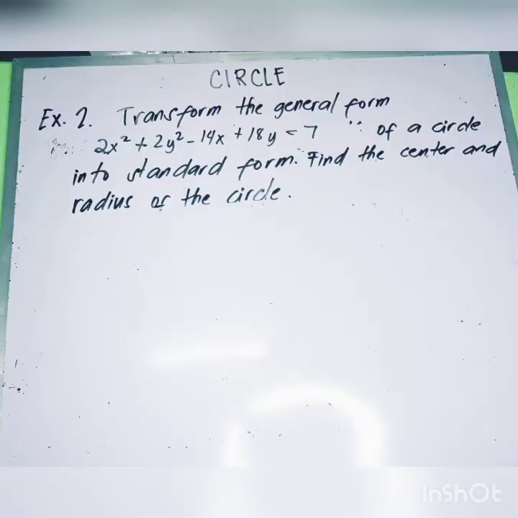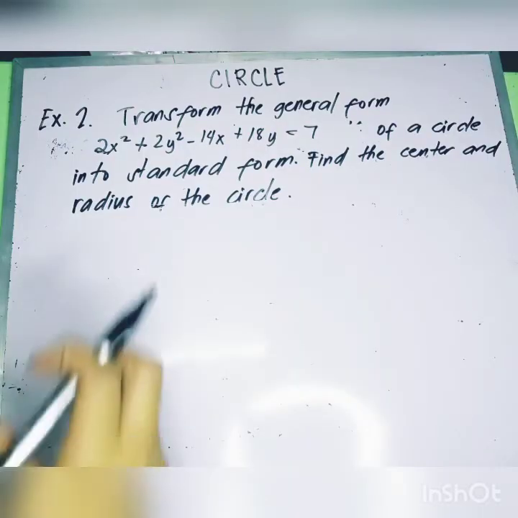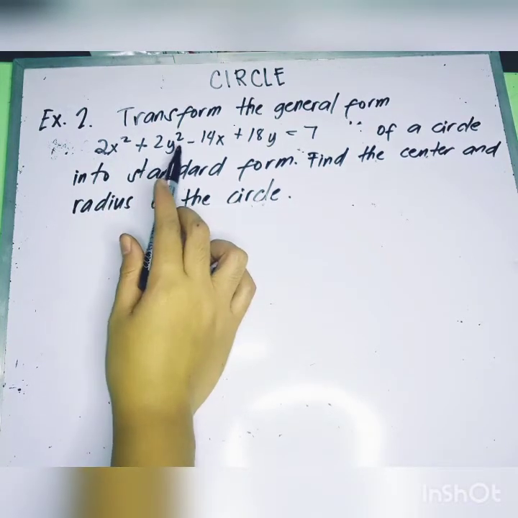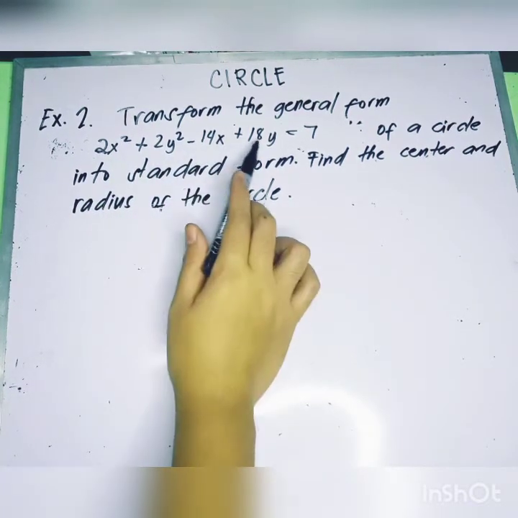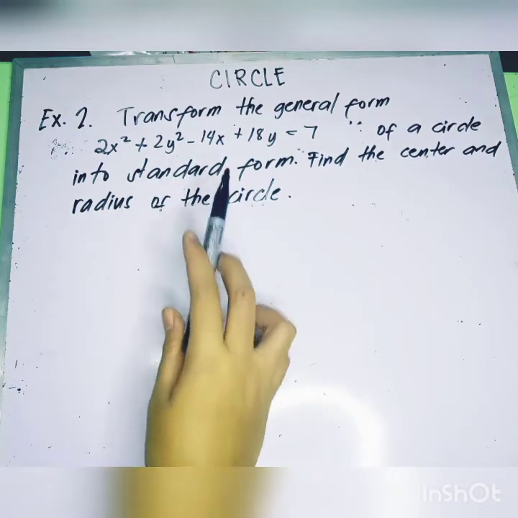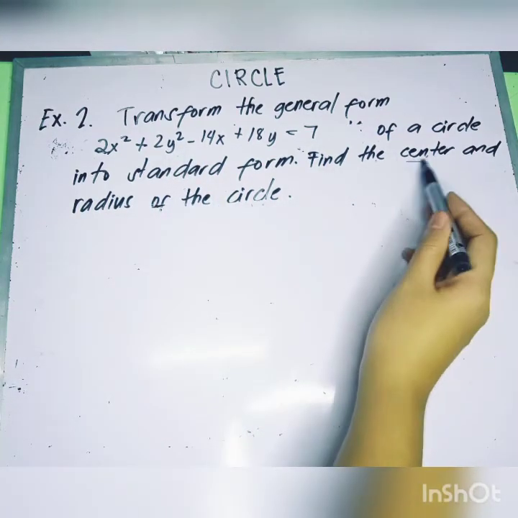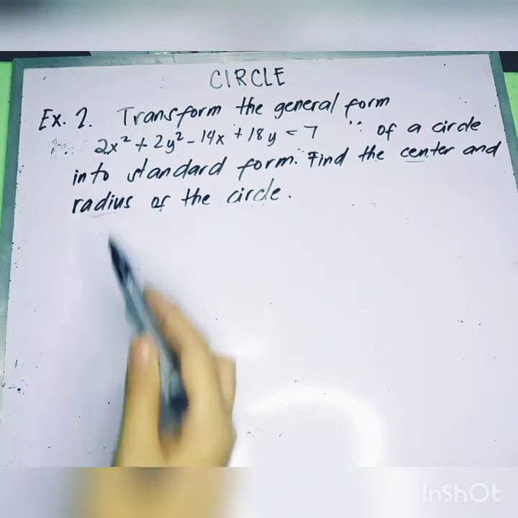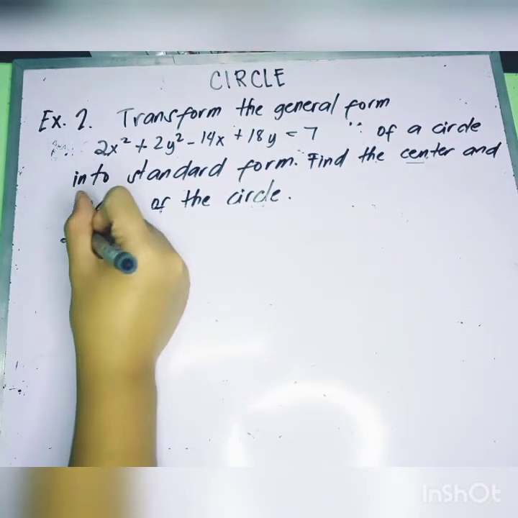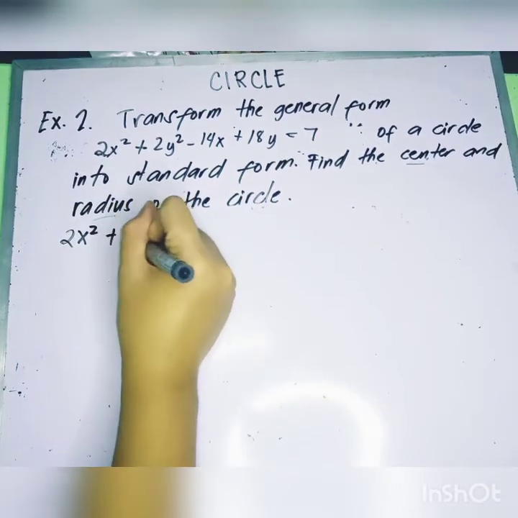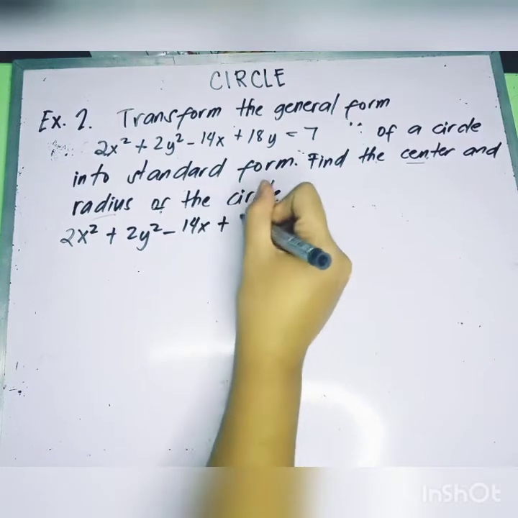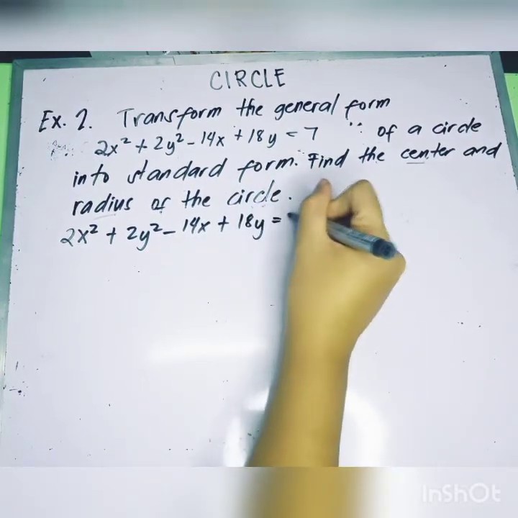Okay? Okay, so next example, we have the given or general form 2x squared plus 2y squared minus 14x plus 18y is equal to 7. Okay, we're going to transform this one into standard form, and after, we're going to locate the center and then the radius. Okay, so let's copy this one first. So 2x squared plus 2y squared minus 14x plus 18y is equal to 7.